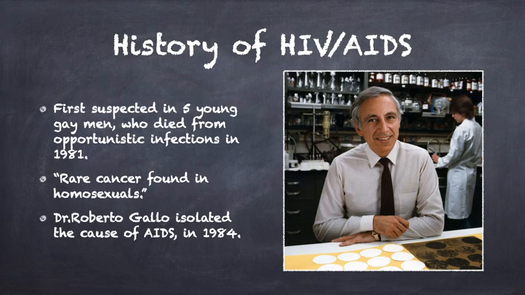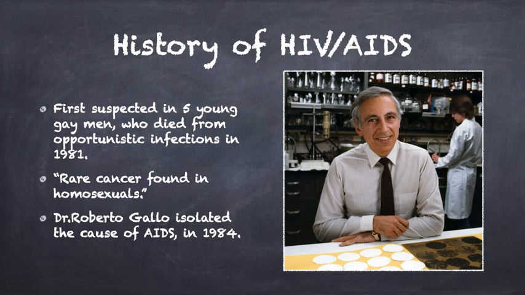And let's dive into the history of how HIV was discovered because it is interesting. So, AIDS was first suspected to exist in five young gay men that were otherwise healthy who passed away from unusual pneumonia. This was reported by the CDC in 1981. There were clusters of gay men that were dying from opportunistic infections, and it was puzzling the doctors at the time. This was so unusual that the New York Times published a paper calling the newly discovered illness a rare cancer found in homosexuals.